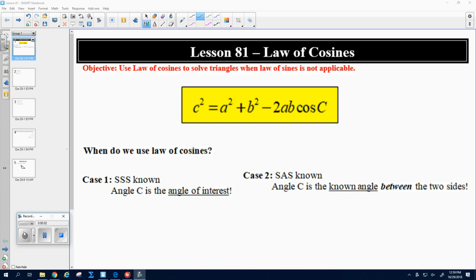All right, you guys, I think your sheet has the wrong objective on it, because that was from before.